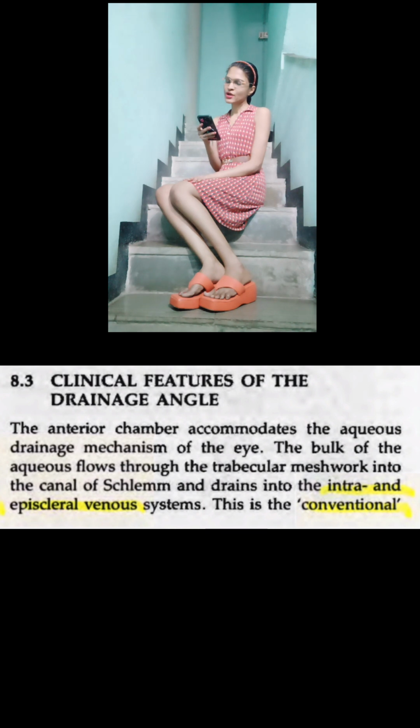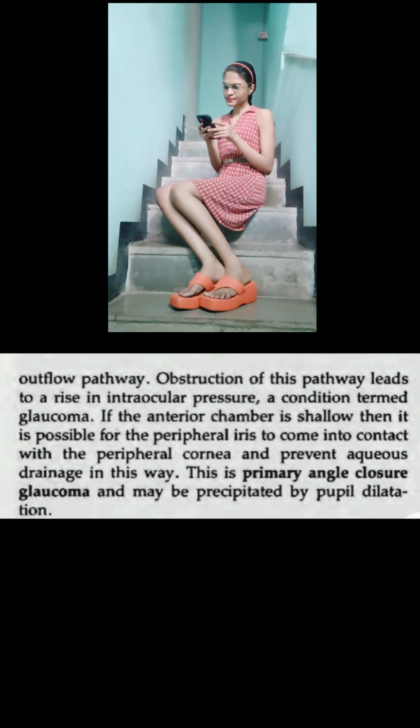Clinical features of the drainage angle. The anterior chamber accommodates the aqueous drainage mechanism of the eye. The bulk of the aqueous flows through the trabecular meshwork into the canal of Schlemm and drains into the intrascleral and episcleral venous systems. This is the conventional outflow pathway. Obstruction of this pathway leads to a rise in intraocular pressure, a condition termed glaucoma.